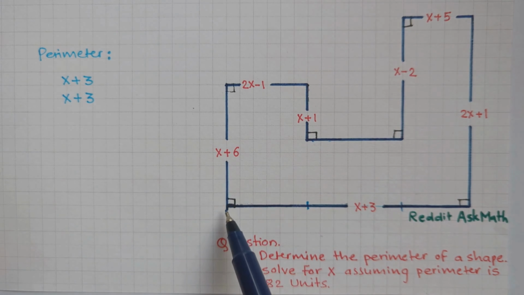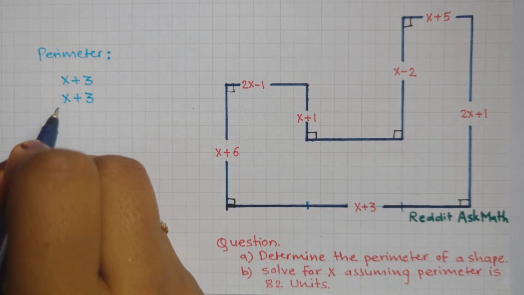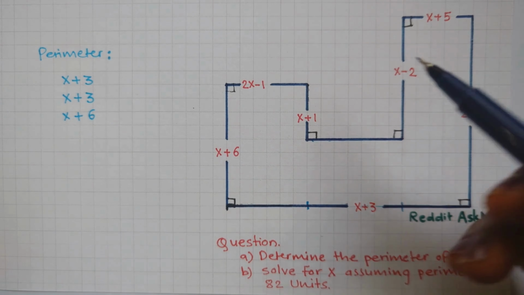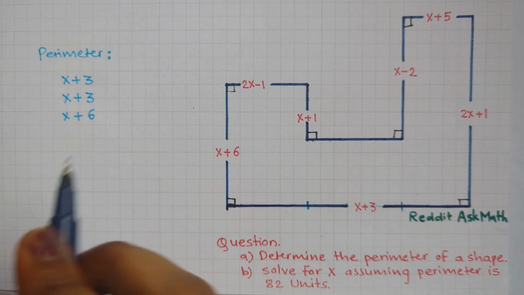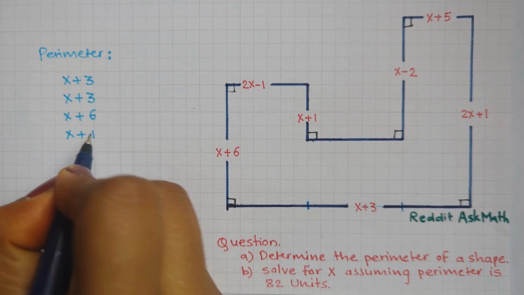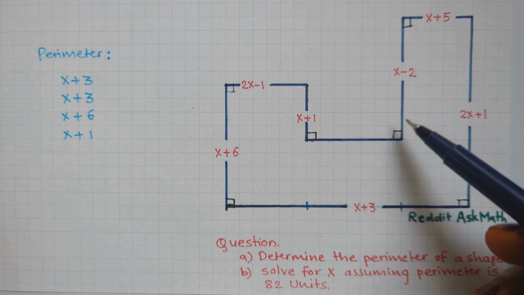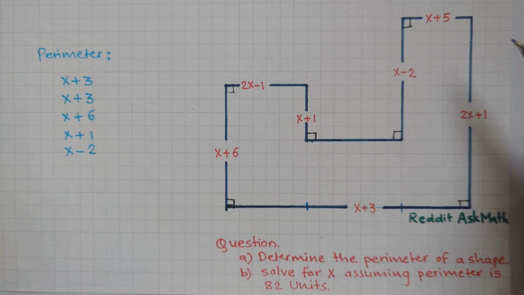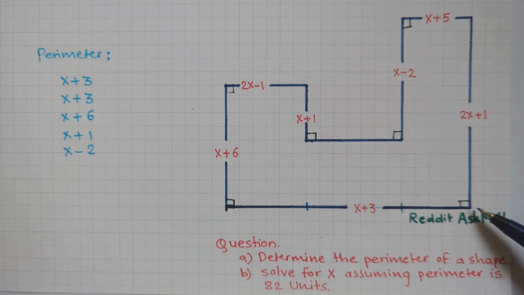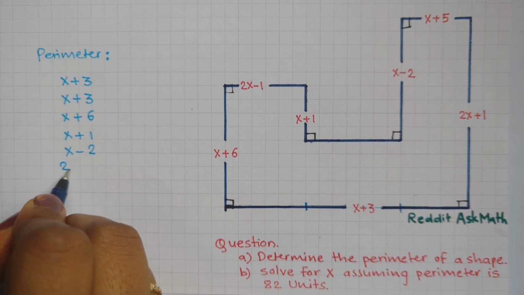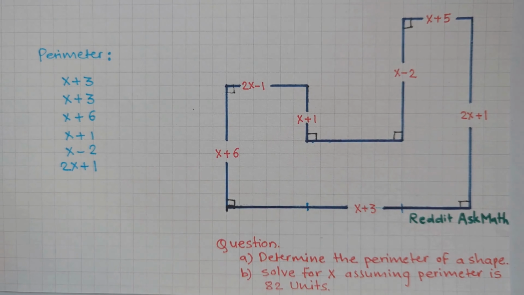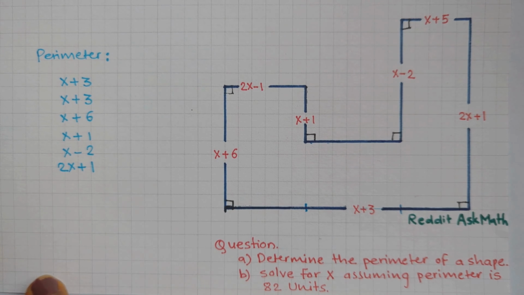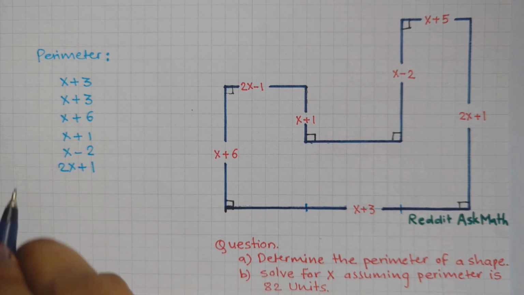Then we have been given this vertical side as x plus 6. Then this smaller one, x plus 1. This particular side is x minus 2, and the last one remaining is 2x plus 1. That is going to be the perimeter of this shape.